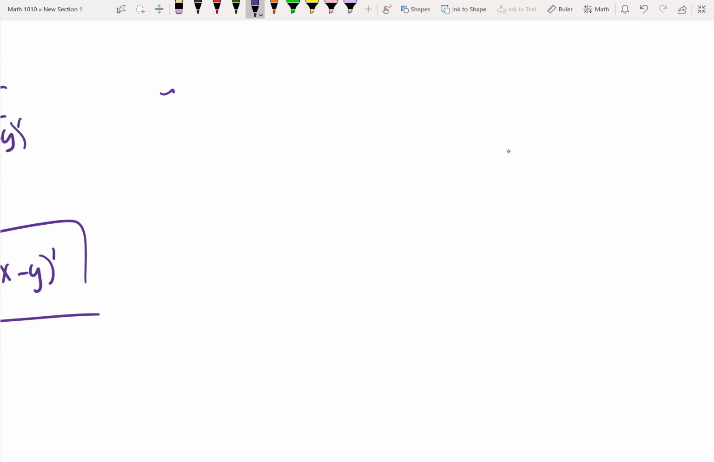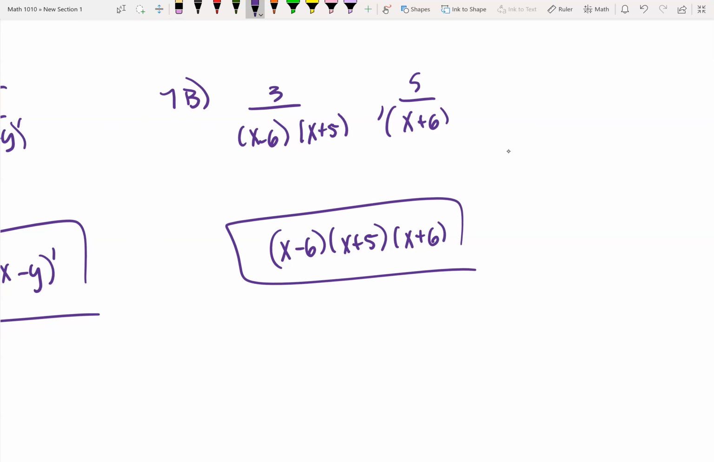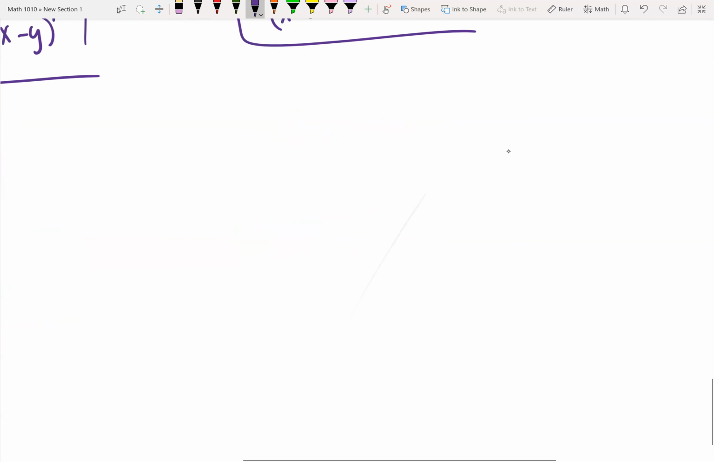Thank you. Okay. Here's 7b. So the first denominator is already factored for you, as is the second. Okay. So I need an x minus 6. Nobody has more than 1. I need an x plus 5. Nobody has more than 1. I need an x plus 6. Nobody has more than 1. So that's it.